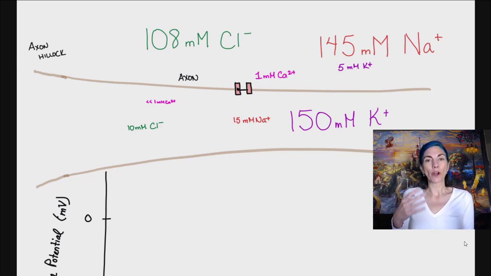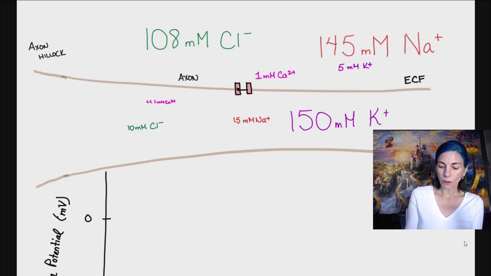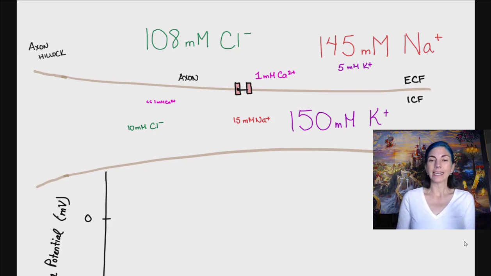And so what we're going to do is try to predict which way the ions will move, either in or out of the cell, based on their concentration gradient, and then what is that going to do to the movement of charge and therefore the membrane potential. So just real quick, let me remind you that I have ECF and ICF, and I've left up the millimolar concentrations of the various ions just so that you can recall where an ion is more concentrated, in the extracellular fluid or the intracellular fluid.